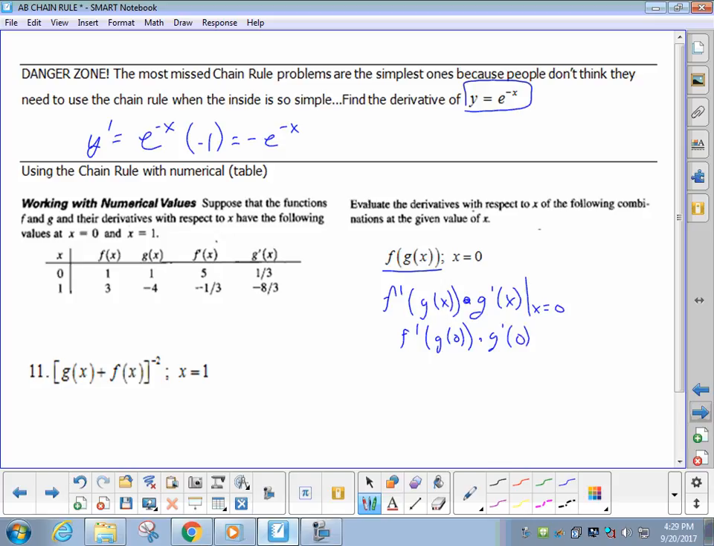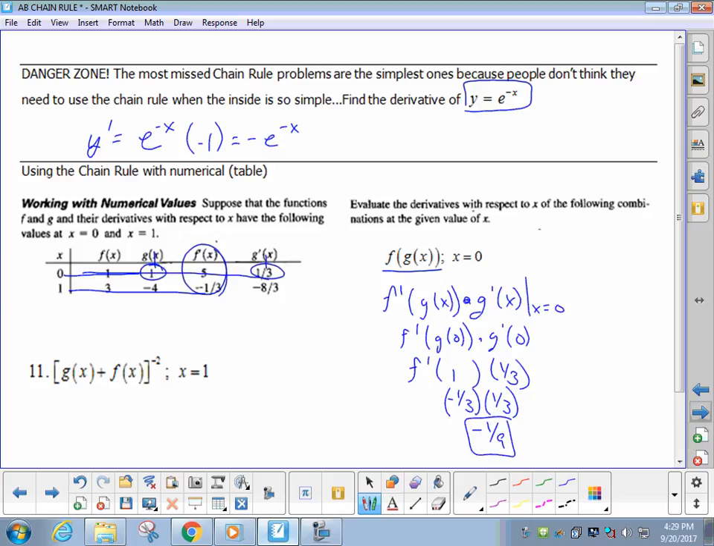Let's work inside first. g at 0, according to the table, g at 0 is 1. g prime at 0, here's g prime at 0, that's 1/3. And now we need to put 1 into f prime. 1 into f prime is negative 1/3. So I multiply that together and I get negative 1/9 for my answer. Do you see where I'm coming from?